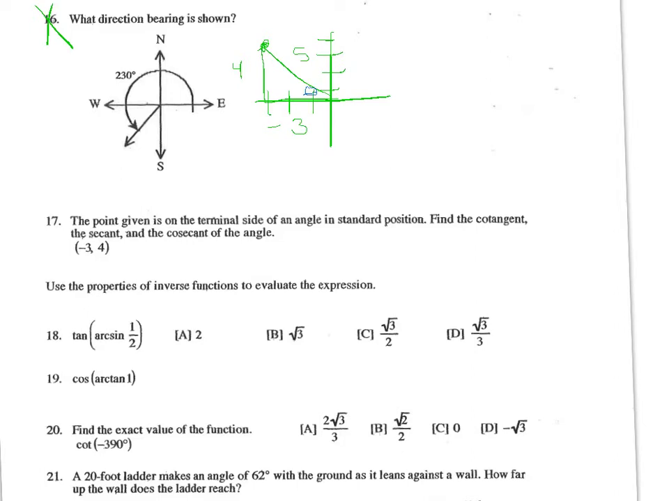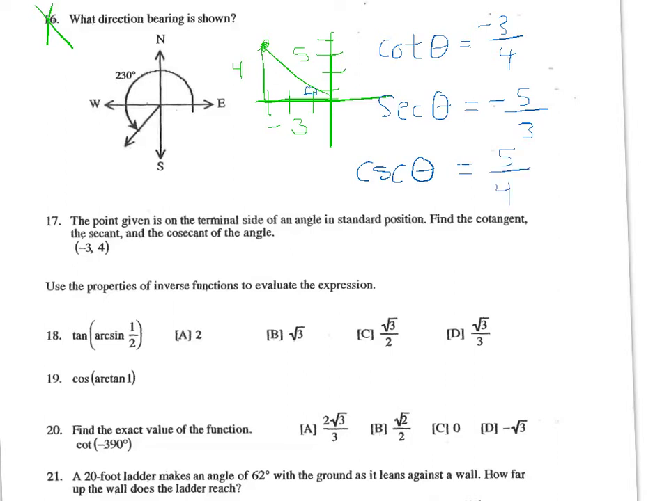So now we're ready. We can find the cotangent, the secant, and the cosecant. So the cotangent of theta, instead of opposite over adjacent, we would have adjacent over opposite, so negative 3 over 4. The secant of theta is the inverse of cosine, so instead of adjacent over hypotenuse, we would have hypotenuse over adjacent. And the cosecant of theta is the reciprocal of sine, so instead of opposite over hypotenuse, we have hypotenuse over opposite.